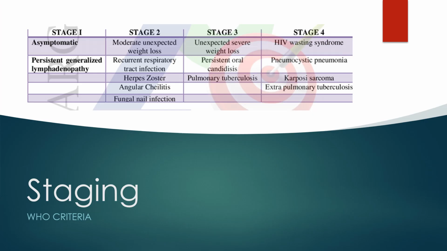Now, the WHO criteria for the staging of HIV. We have 4 stages. In stage 1, the patient is often asymptomatic. In stage 2, moderate unexpected weight loss and fungal nail infection can be seen. In stage 3, weight loss is there with pulmonary tuberculosis, and in stage 4, HIV wasting syndrome and all the opportunistic infections can be seen, and also Kaposi sarcoma.